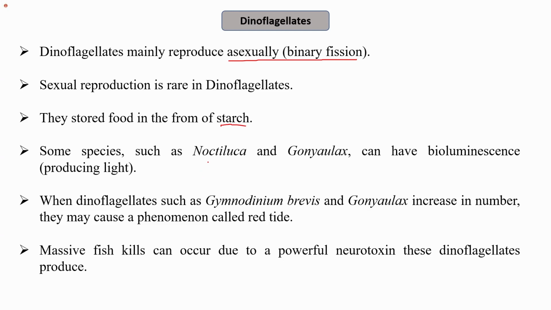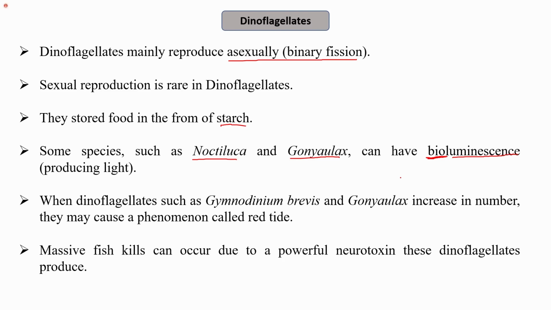The other thing to remember in dinoflagellates is that some of these species are well described in NCERT, where their properties have been described. So, for example, some species of dinoflagellates like Noctiluca and Gonyaulax can have bioluminescence. So, Noctiluca and Gonyaulax have the property of bioluminescence. By this we mean that they have the property of producing light on their own. So, there are certain pigments that are present inside these organisms.